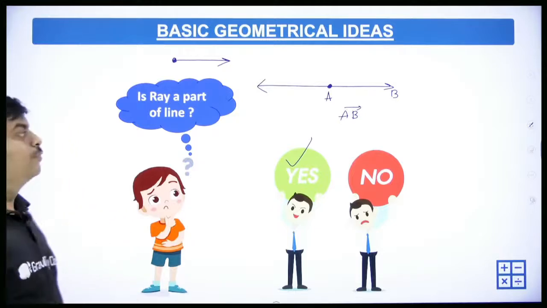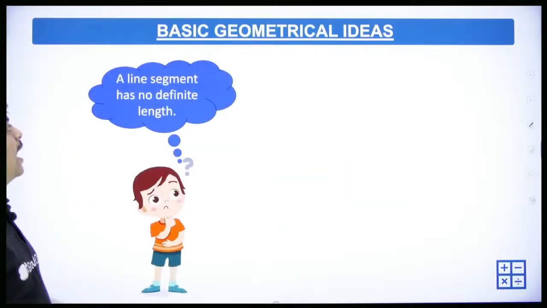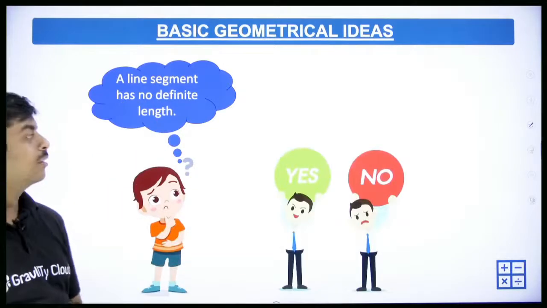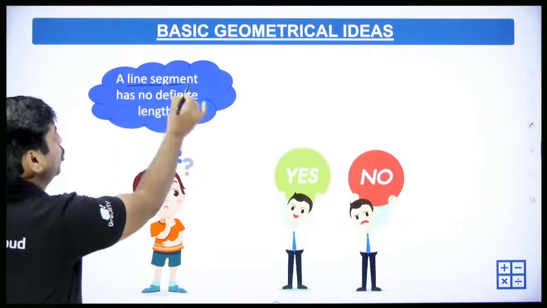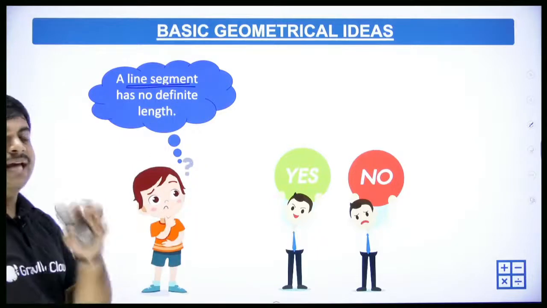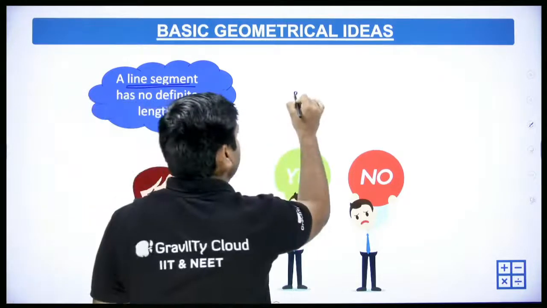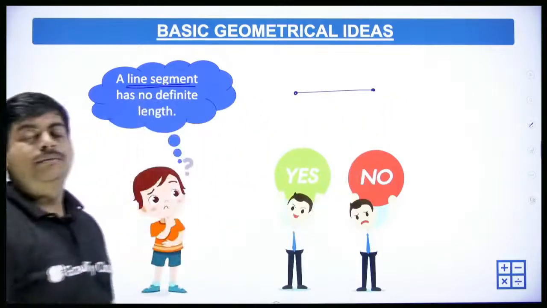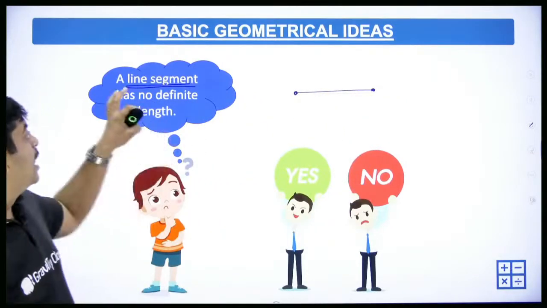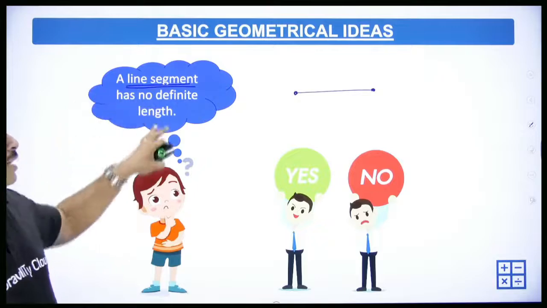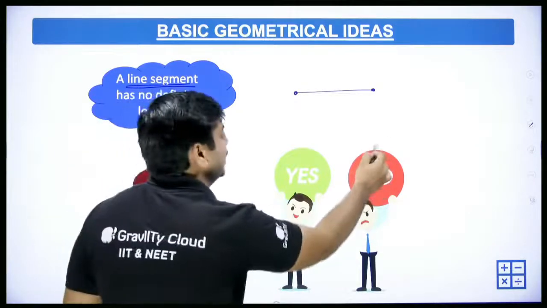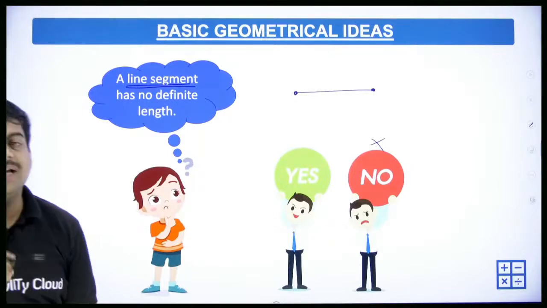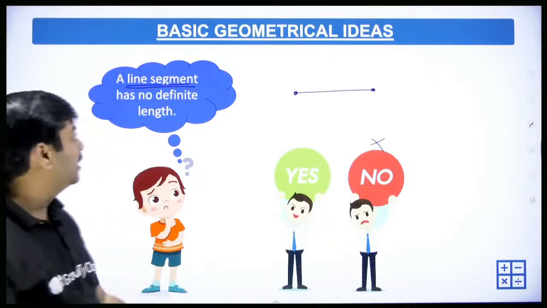Right. So let's move forward to the next one. A line segment has no definite length. Is that correct or wrong? A line segment, I told you already, has fixed points in both directions. The length is fixed. It cannot change. So the statement is wrong. It has a definite length.